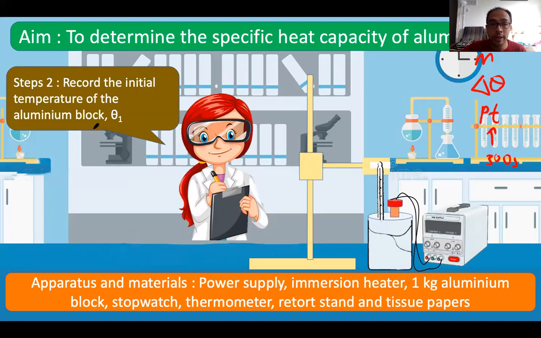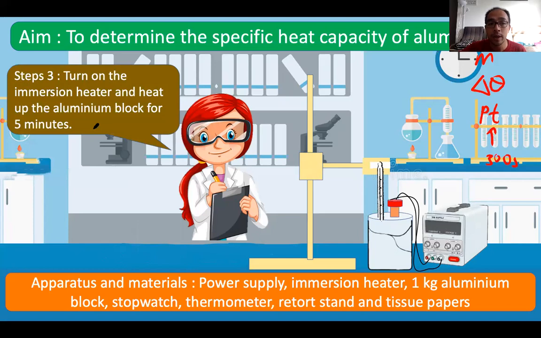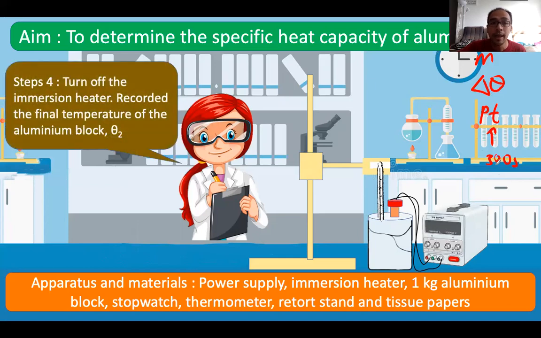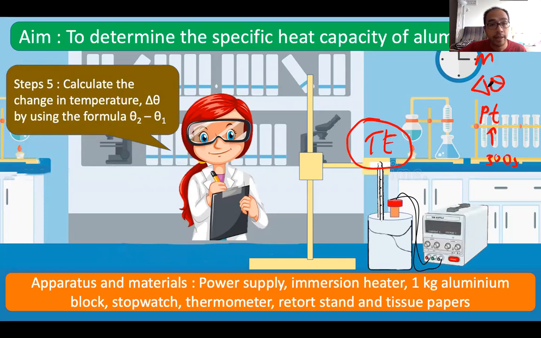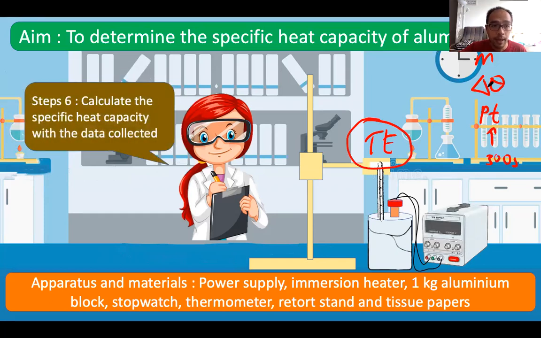This is normal, just like the water just now. We turn on the heater and heat up the aluminium block for 5 minutes, which is 300 seconds. Then we turn off the heater and record the final temperature. So we wait for the temperature to go up a little bit more. Even though we have turned off the heater, we wait for the temperature to heat up a bit more. Because what is happening over there? Thermal equilibrium. We wait for thermal equilibrium to happen, then we take the highest temperature. After that, we can calculate the delta theta quite easily.